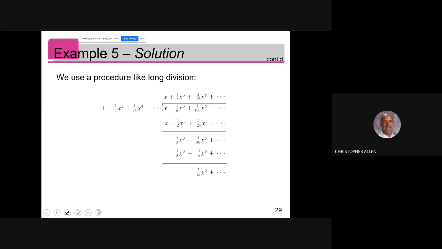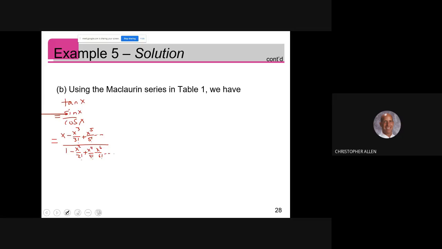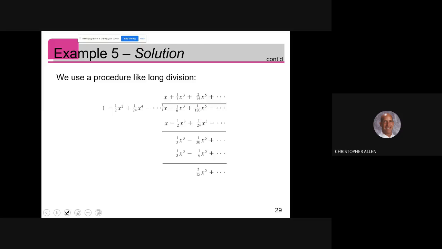Polynomial long division. So now here's what we have to do. Remember, when you divide, the top thing is what goes inside the division box, and the bottom thing is the divisor, which goes on the outside. So on the inside here is the sine function, and out here is the cosine function.